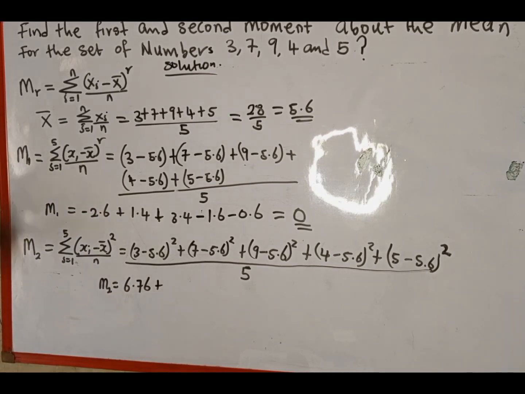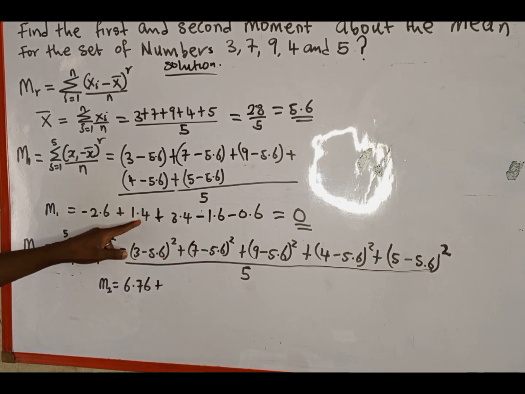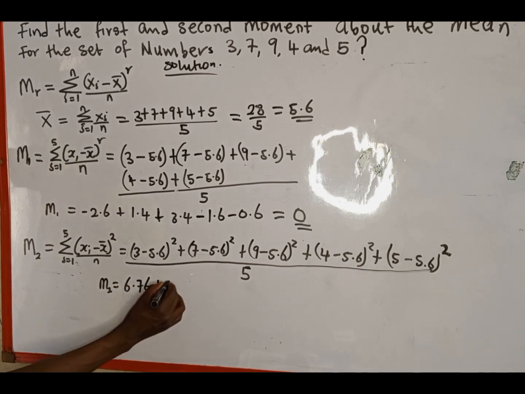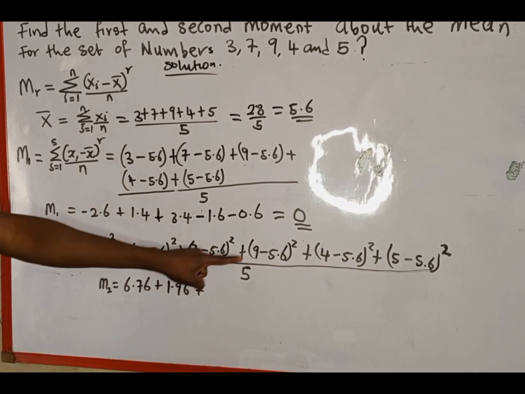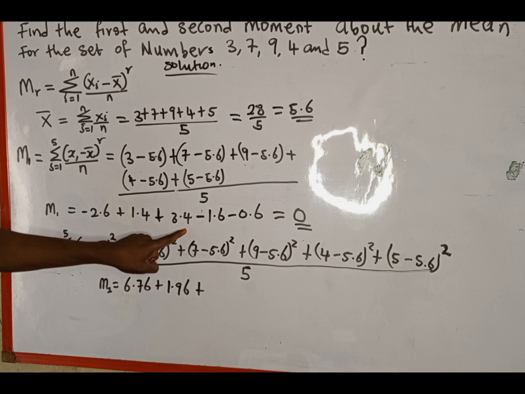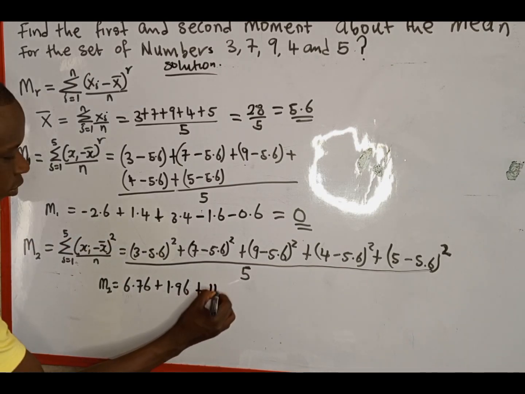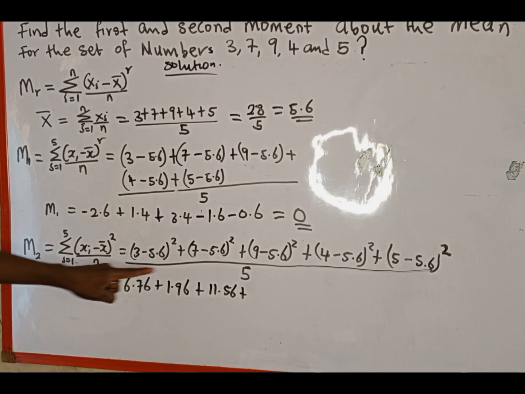Then plus 7 minus 5.6, which is going to give us 1.4. And if you square 1.4, it is going to give us 1.96. Then plus the third one, 9 minus 5.6, which is going to give us 3.4. And if you square 3.4, it is going to give us 11.56.